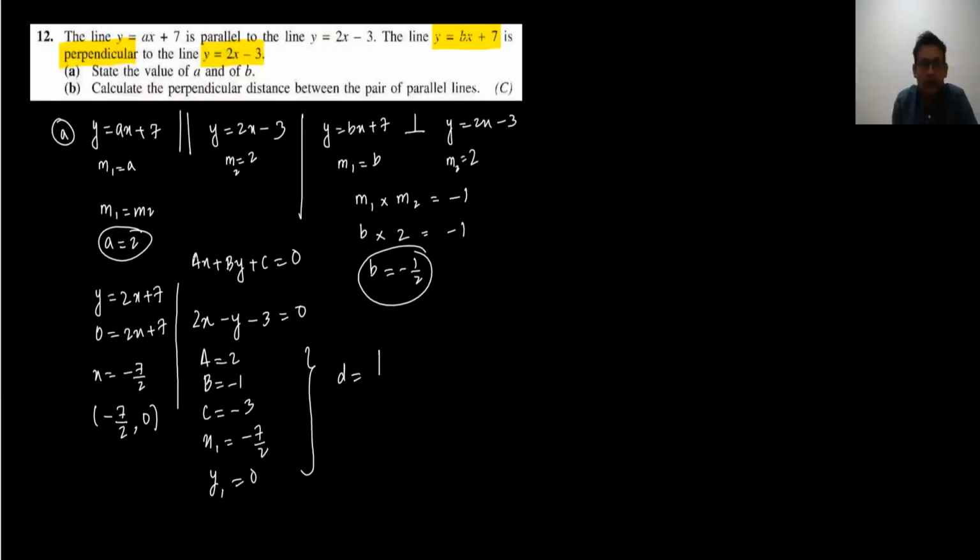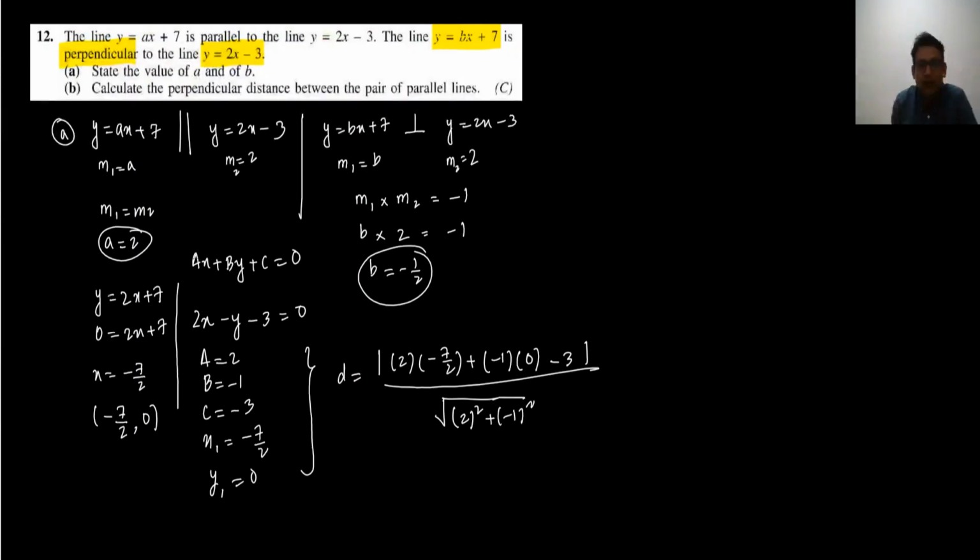The formula is modulus of a x1, where a x1 is minus 7 upon 2. Then we have b y1, which is 0, plus c, which is minus 3, all in the modulus sign. And we write under root a squared plus b squared, where a is 2 and b is minus 1.